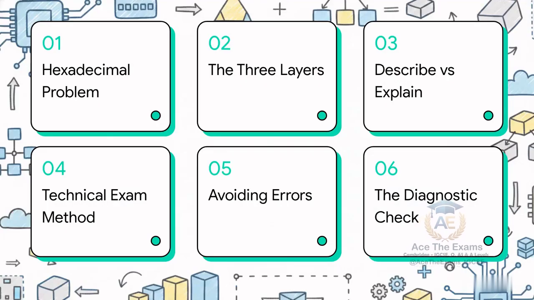Okay, let's take a quick look at our treatment plan for this session. We'll start with the hexadecimal problem, taking a hard look at why students bleed marks in the exam hall. Then we'll uncover the 3 layers of understanding, tackle the critical difference between description and explanation, and deploy our signature technical exam method. Finally, we'll run an interactive workshop on avoiding common errors and leave you with the ultimate diagnostic check. It's a structured journey designed to turn rote memorization into a high-scoring, bulletproof exam strategy. Let's get right to it.